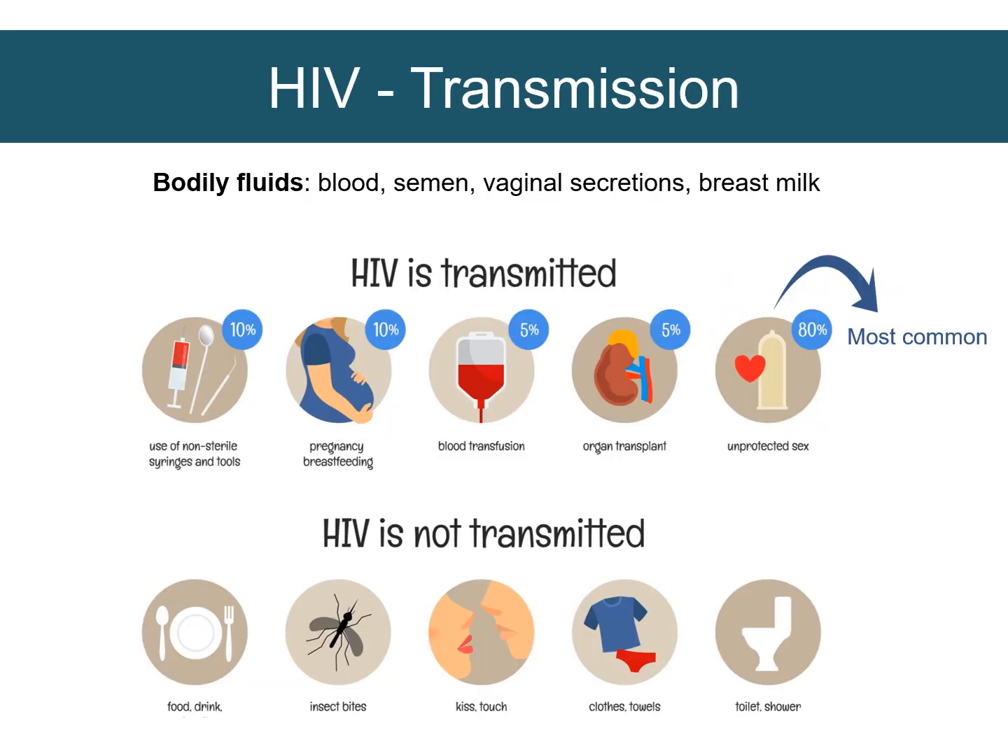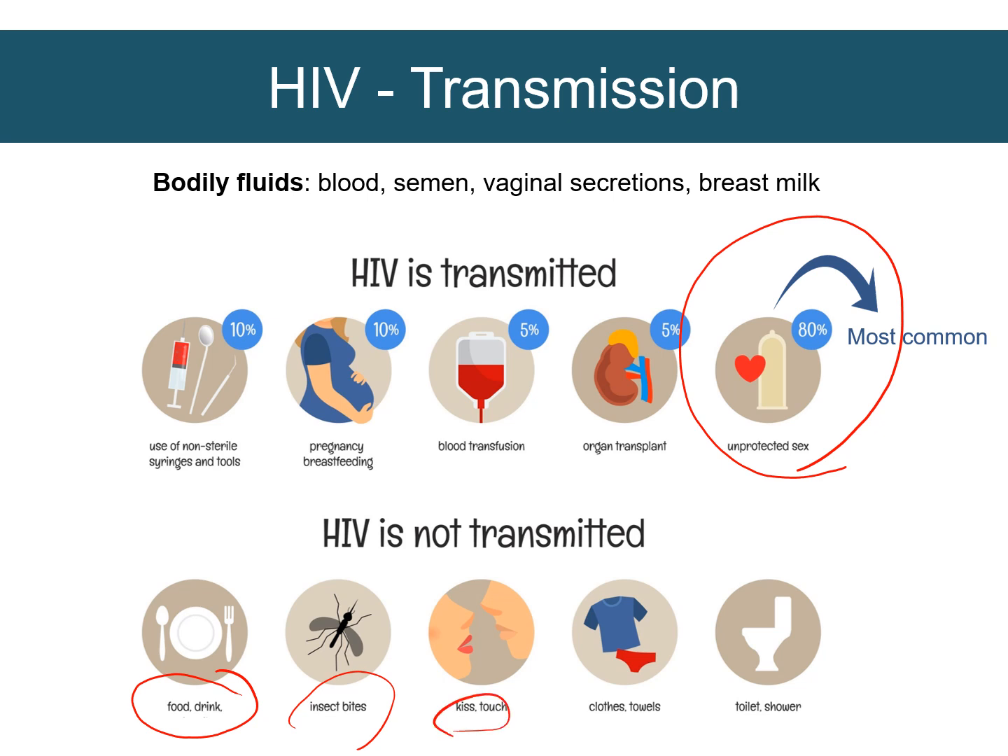Okay, so how is HIV transmitted? Bodily fluids: blood, semen, vaginal secretions, breast milk. The most common mode of transmission is unprotected sex. Back in the 70s when HIV was very prevalent and new, and a lot of people didn't know about it, there were a lot of misconceptions that you could get the virus from sharing food and drinks, mosquito bites, kissing, touching, clothes, or using the same toilet and shower. But that is not how HIV is transmitted.